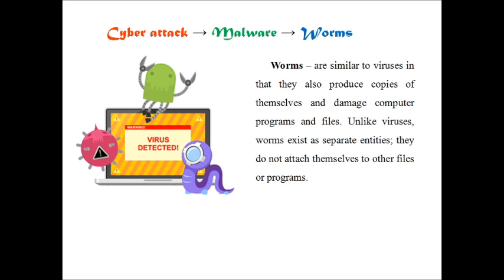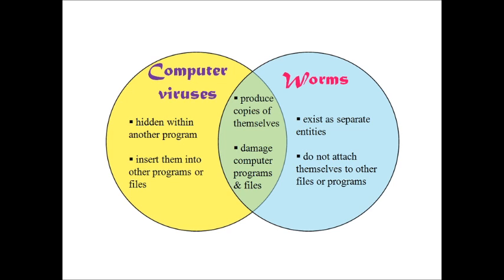Worms are another type of malware. They are similar to computer viruses. Both worms and computer viruses produce copies of themselves and damage computer programs and files. The differences between worms and computer viruses are the following. Worms exist as separate entities, while computer viruses are hidden within another program. Compared to computer viruses, worms do not attach themselves to other files or programs.